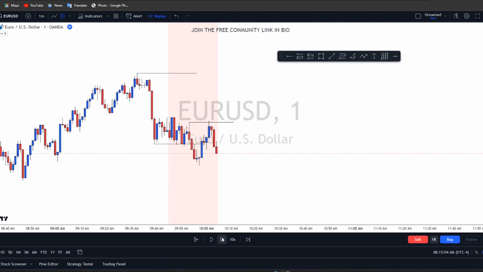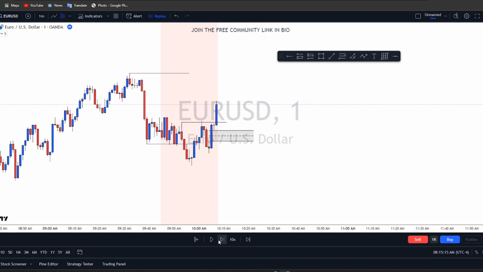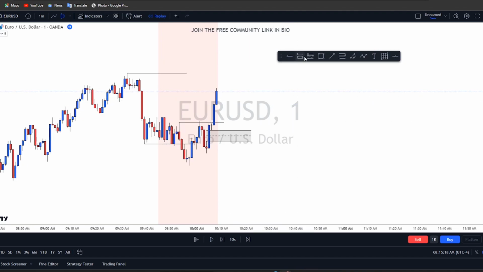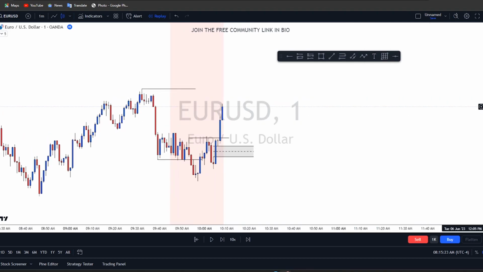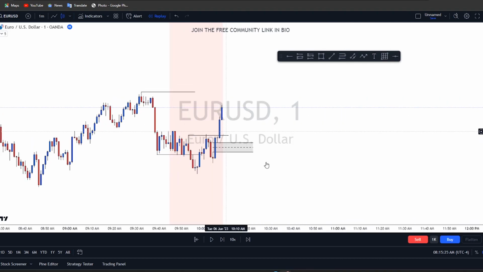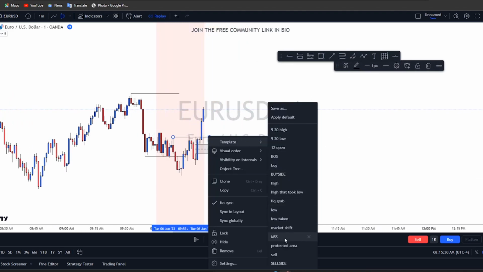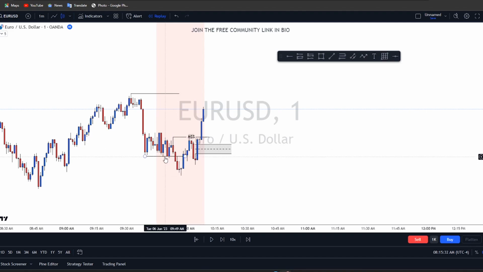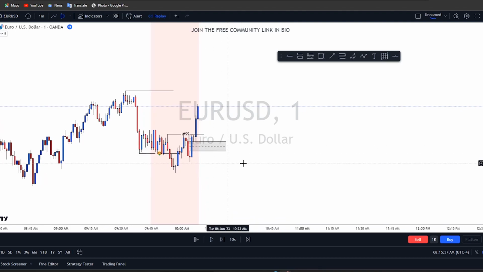Let's see what happens. It went back there again and gave us the next displacement area. That's not mitigated as yet, so price is going up. Now we have another fair value gap right here. So at this point, let's mark this up. Market structure shift, sell side liquidity got taken. Now we have a gap here.